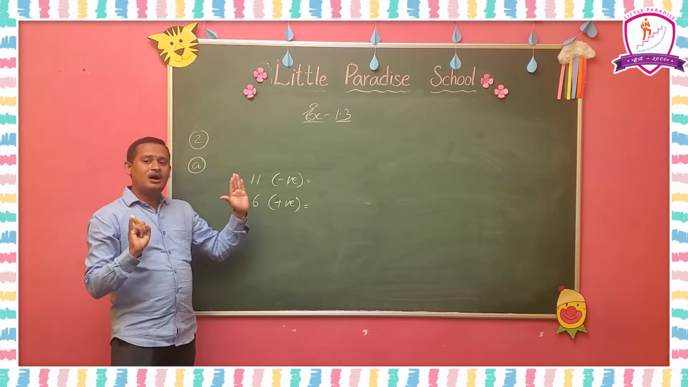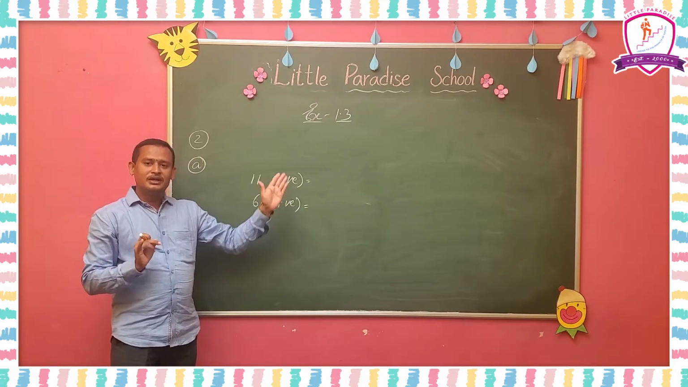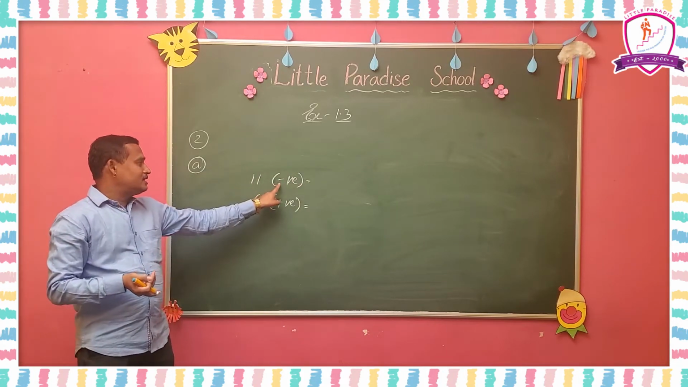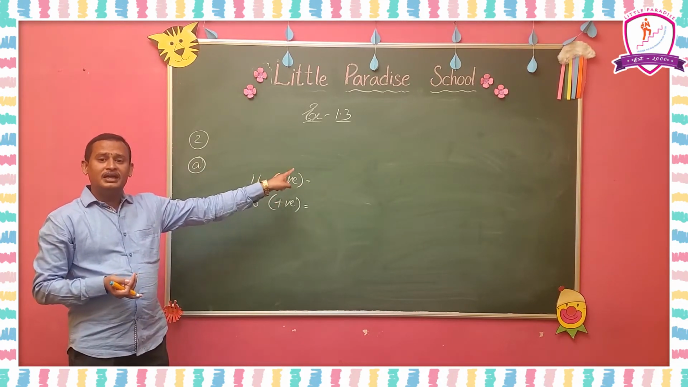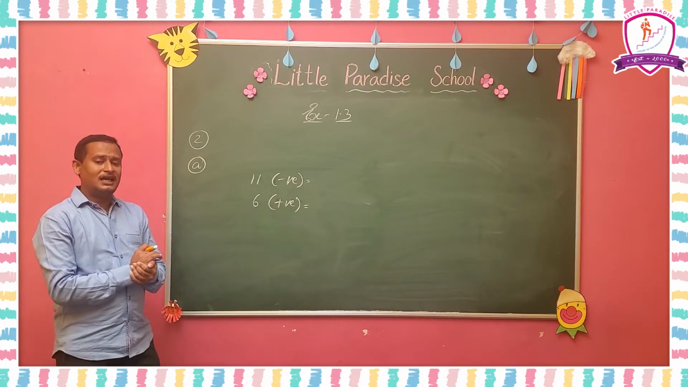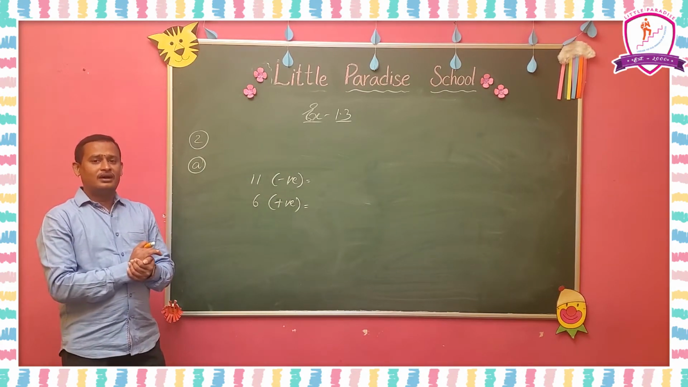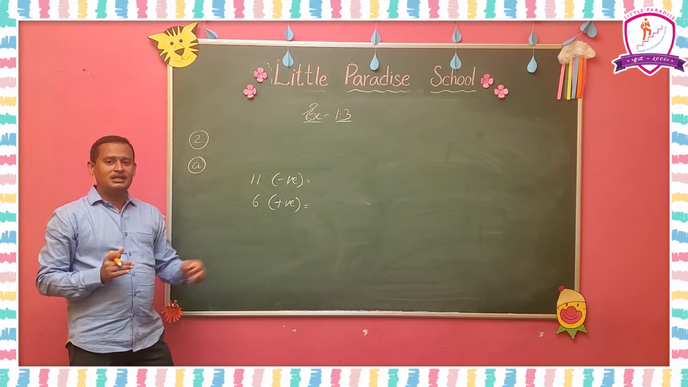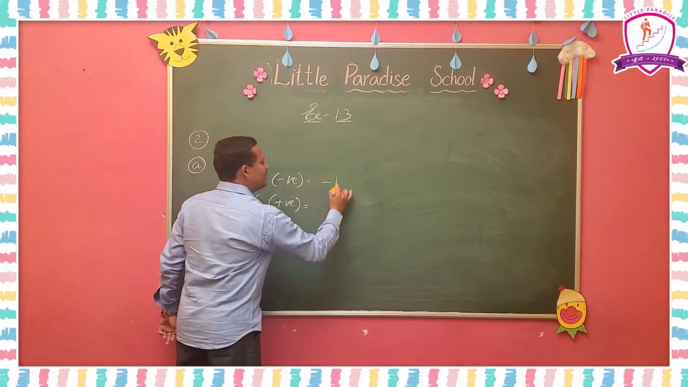So, an even number of negative integers means we will get a positive integer as the answer. An odd number of negative integers means it will become a negative integer as the answer. So, here 11 negative integers are there, which means we will get a negative integer as the answer.